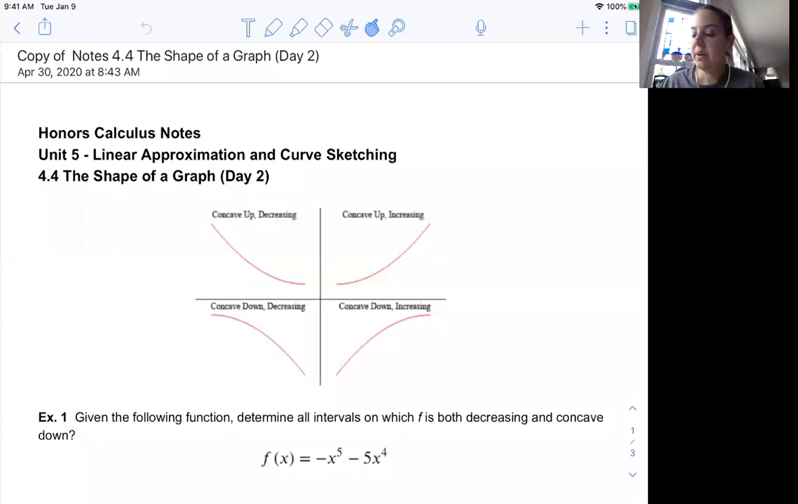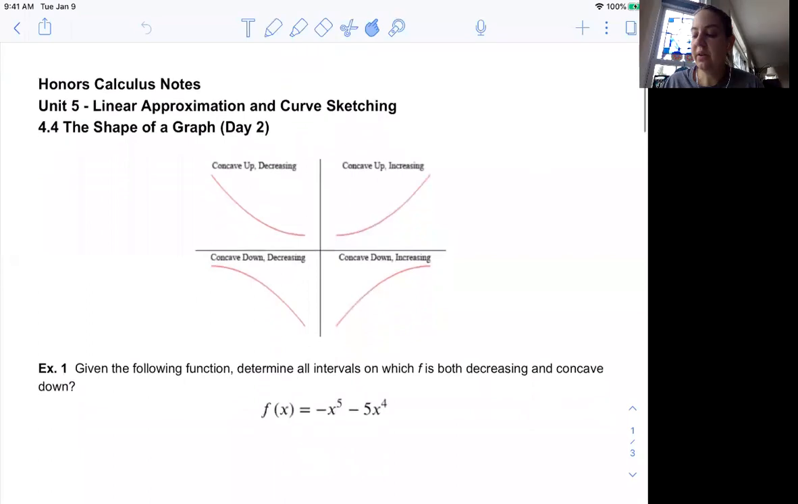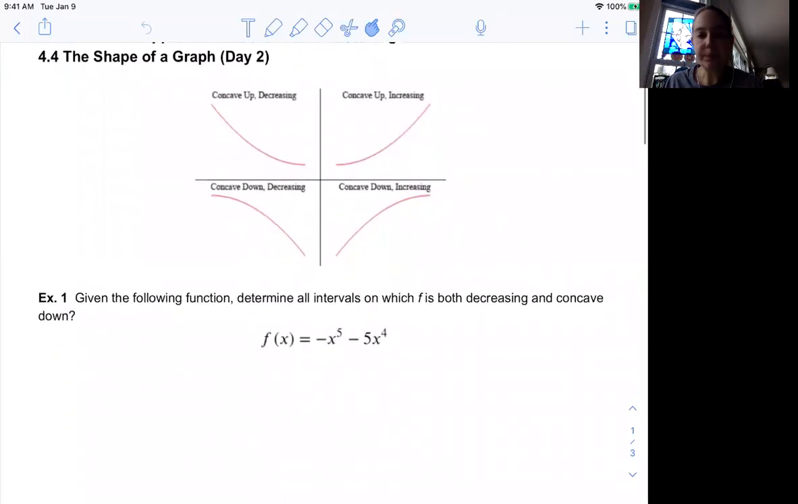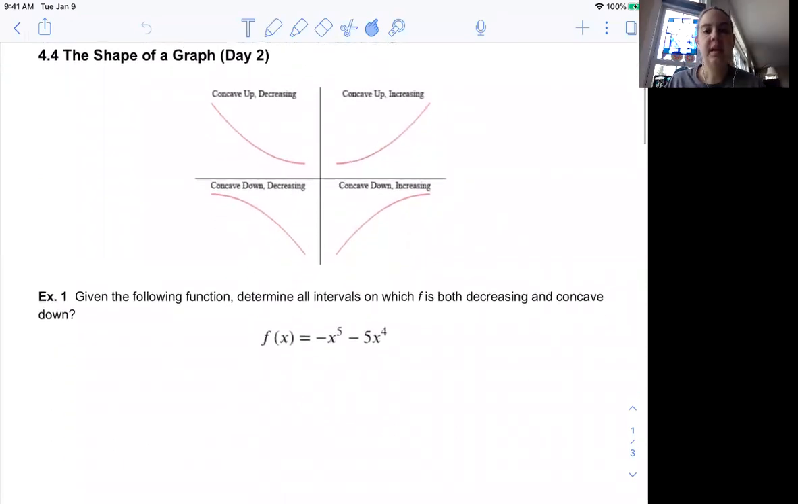On the top of our notes, I have a picture that I included in yesterday's notes, which shows the increasing, the decreasing, the concave up, and the concave down. So as a reminder, both of these curves are increasing. Both of these curves are decreasing. The two curves on the top are concave up, and the two curves on the bottom are concave down.